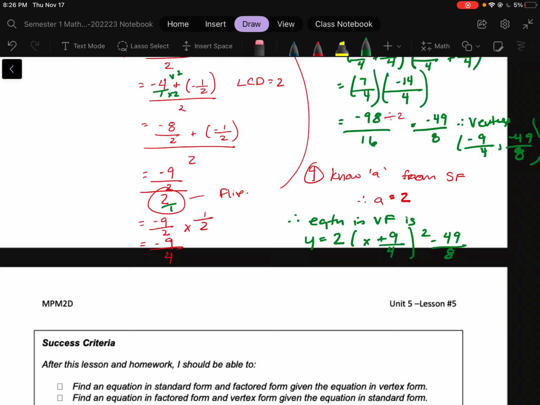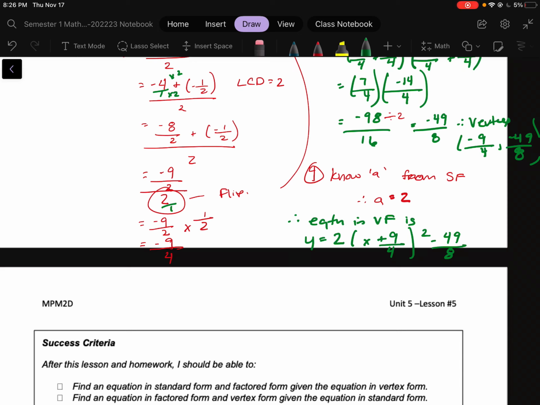Okay, so lots and lots of steps that we just did now. If you have any questions, let me know. But it's the same steps over and over again. Make sure you know how to go from vertex form to standard form, factored form. You need to know how to do all of that. That is so important.